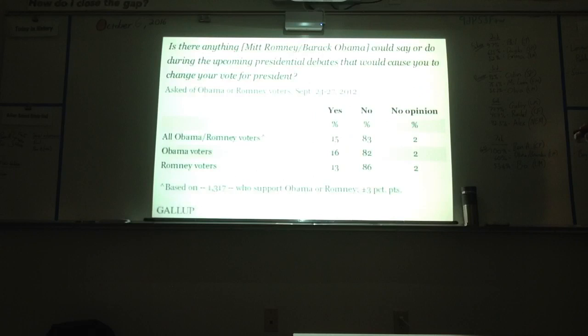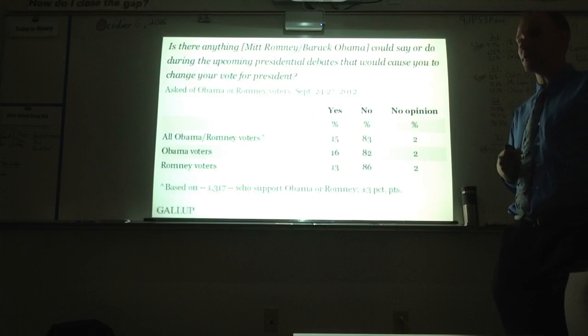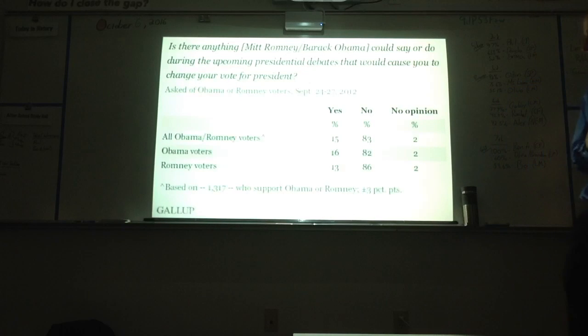They summed up their findings. So overall, only 15% of people said, yeah, I might change my mind. 83% said, nope, Mitt Romney could go up there and dance around naked with his hair on fire and I'm still voting for him. And then they gave us a margin of error, plus or minus 3 percentage points. So what that means is this 15% that they got, plus or minus 3 means it could be as high as 18, or it could be as low as 12. That's still a pretty small window. So we would say this is a pretty reliable survey. It's pretty accurate.